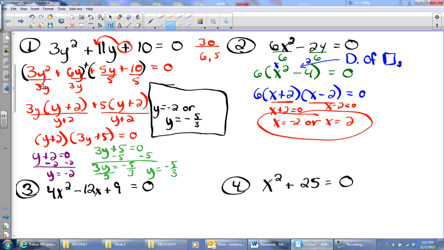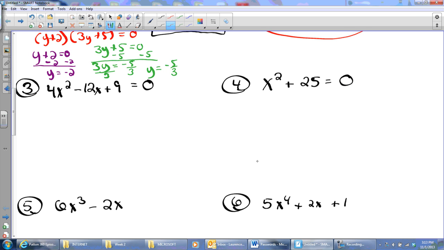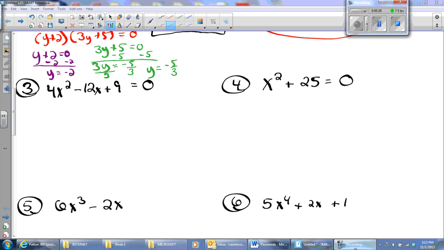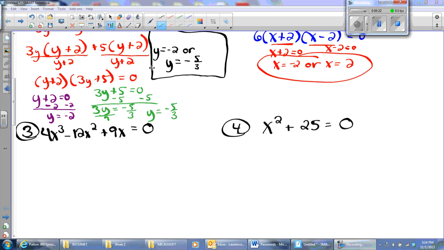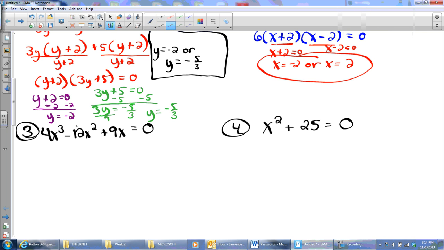Okay, I also want to change something on number 3. I just thought of something I'd like to change. Hold on. Okay, so let's see here. This third one, I've got a trinomial, but I see a GCF hiding here. I'm first going to factor out an x, and I'll be left with 4x squared minus 12x plus 9, right?